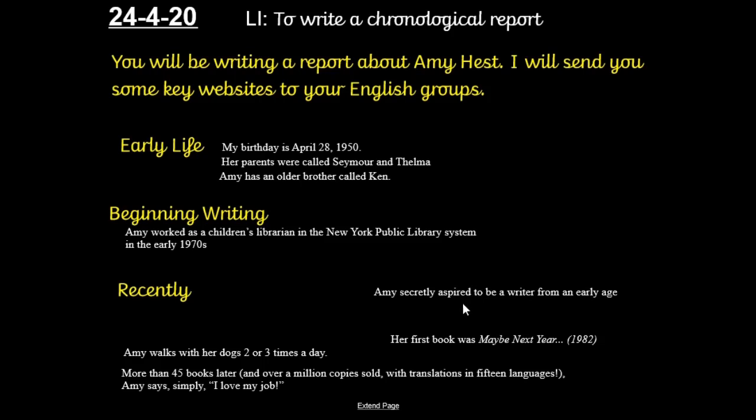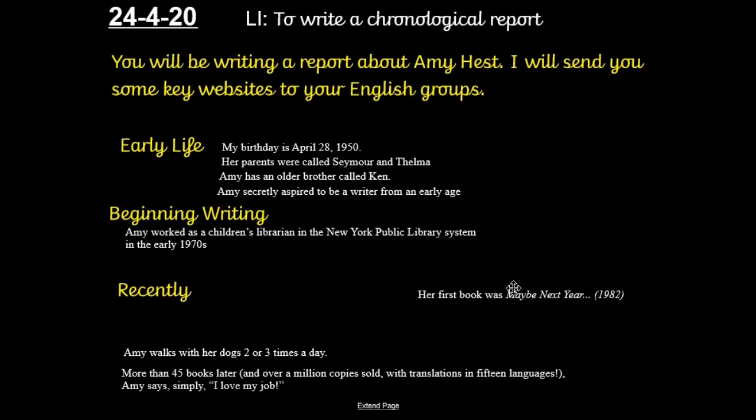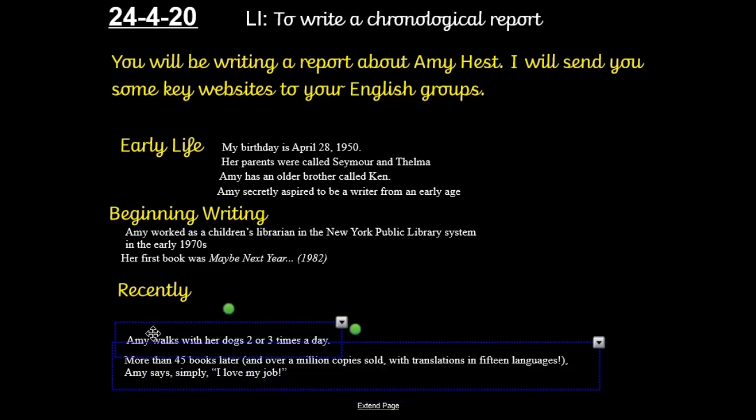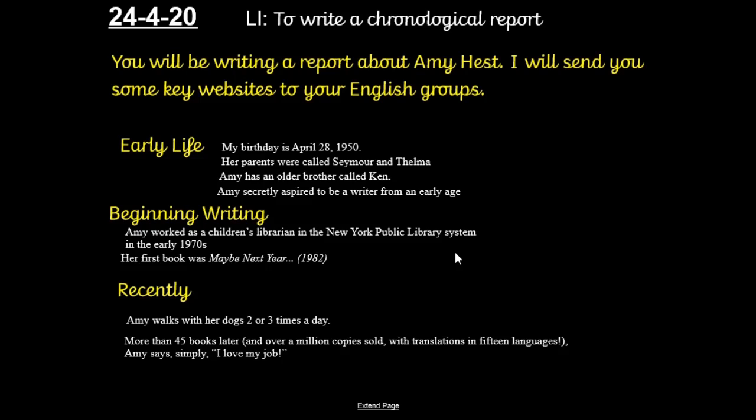Amy secretly aspired to be a writer from an early age. Well, early age tells us a big clue there. Of course, that is another early life statement. Her first book was maybe next year in 1982. Again, it's her first book, it's beginning writing. Now, of course, you could find more facts, you could find more information, but here are some basic facts and information from Amy Hess's life. And now this could help you with your writing.